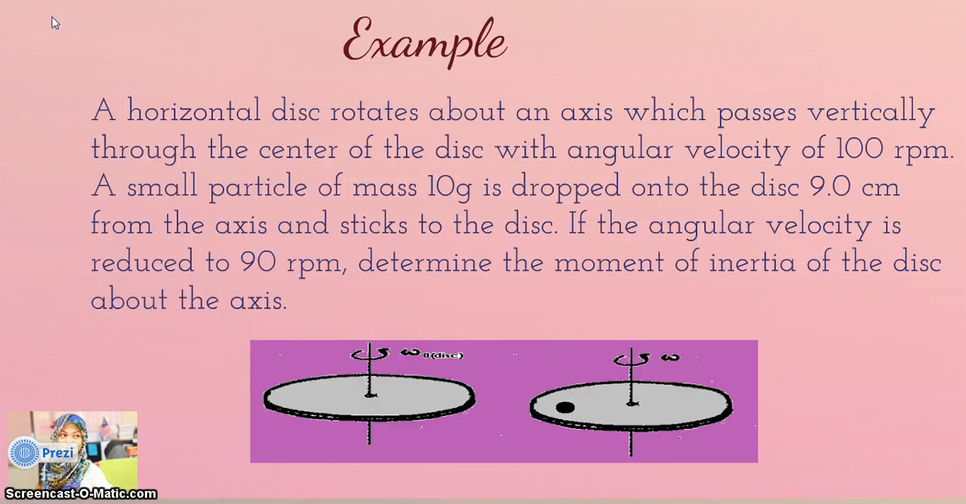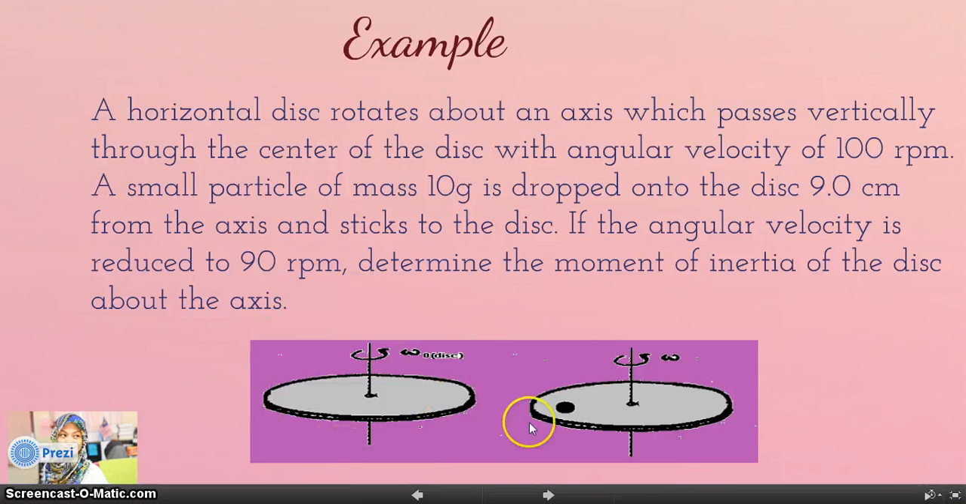Here I want to show one example for calculation. The question is, a horizontal disc rotates about an axis which passes vertically through the center of the disc with angular velocity of 100 rpm. A small particle of mass 10 gram is dropped onto the disc 9 cm from the axis and it sticks to the disc. If the angular velocity is reduced to 90 rpm, determine the moment of inertia of the disc about the axis. So here we have the initial situation and the final situation.